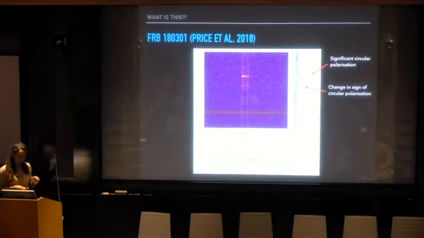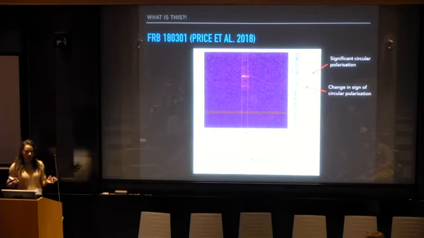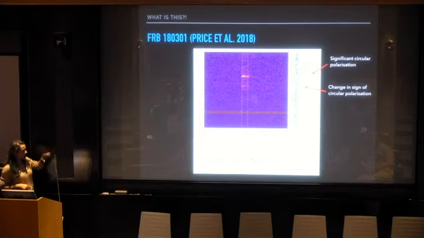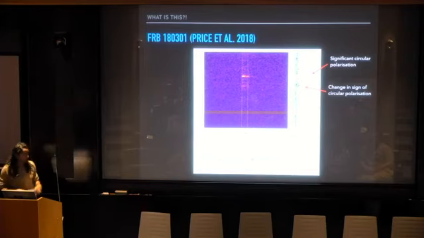The last FRB we're going to be looking at is 180301. This FRB was detected at the Parkes Radio Telescope using the 13-beam multibeam receiver. It was only detected in one beam. From this plot, you can see that the polarization structure is quite funky. The spectral feature at the top is highly circularly polarized, and then a little below that, you can see a sort of flip in the sign of the circular.